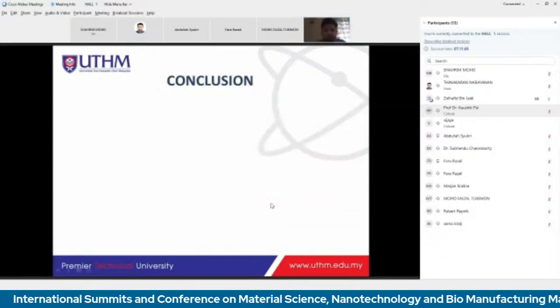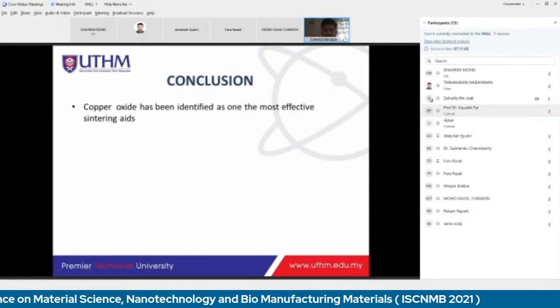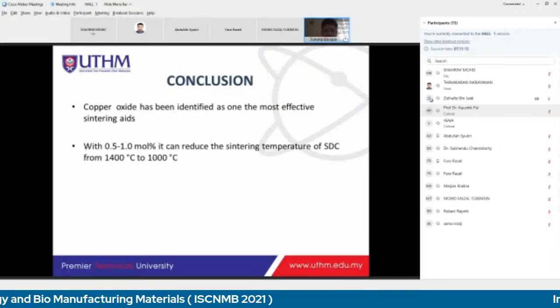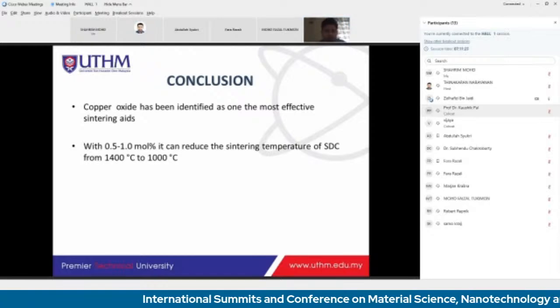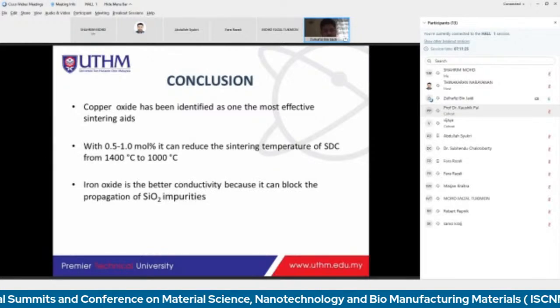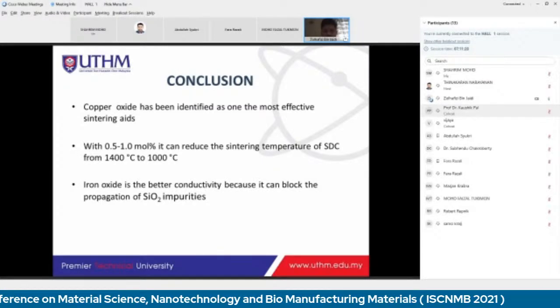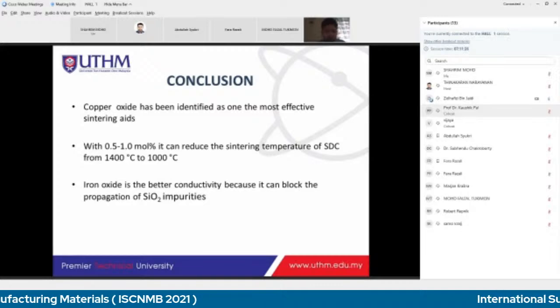Okay, for the conclusion, we can say that copper oxide has been identified as one of the most effective sintering aids because with just 0.5 to 1 mole percentage, it can reduce the sintering temperature of HDC from 1,400 Celsius to 1,000 Celsius. And next, iron oxide is better for conductivity because it can block the propagation of silica oxide impurities and make the conductivity of the electrolyte remain unchanged.